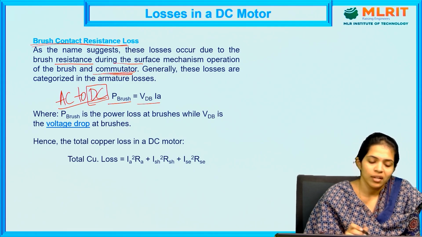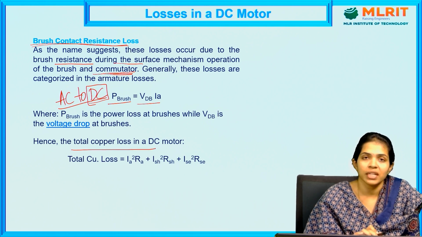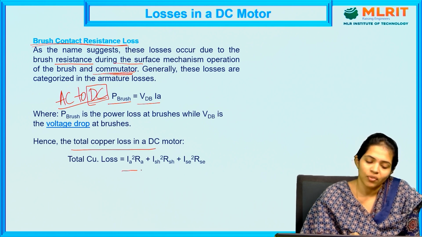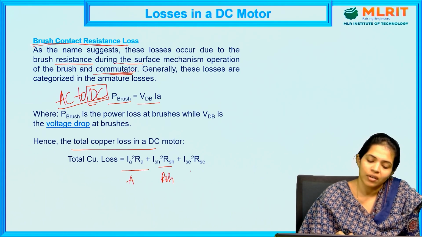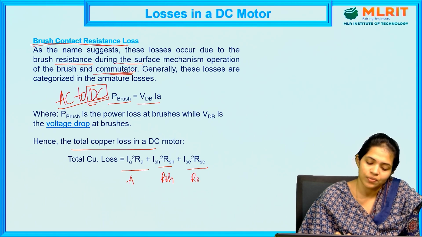So the total copper loss in a DC motor can now be given as the sum of the copper losses occurring across the armature, across the shunt field winding, and across the series field winding.